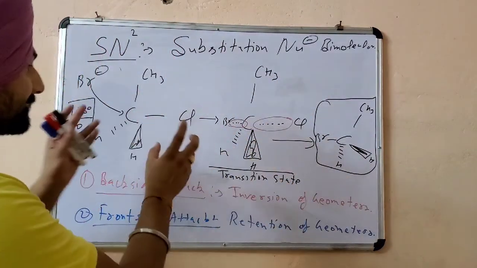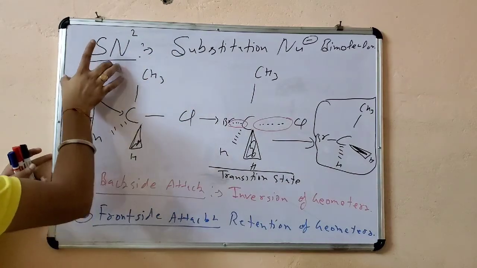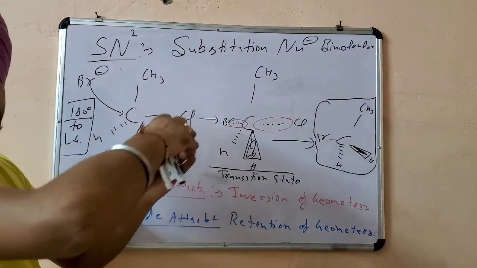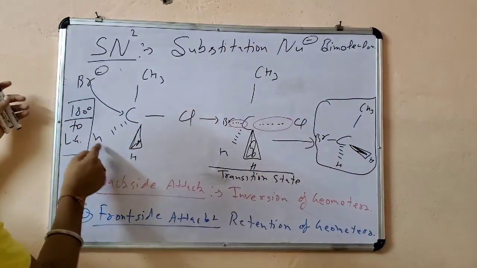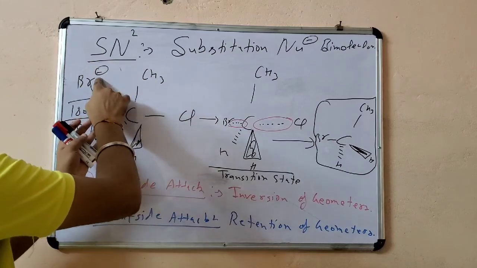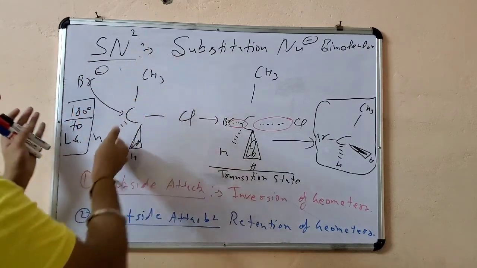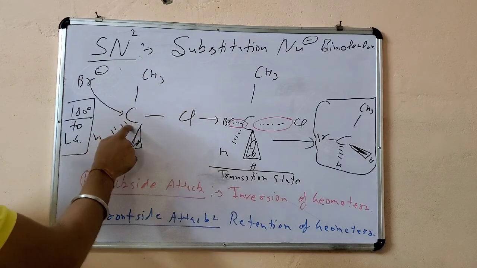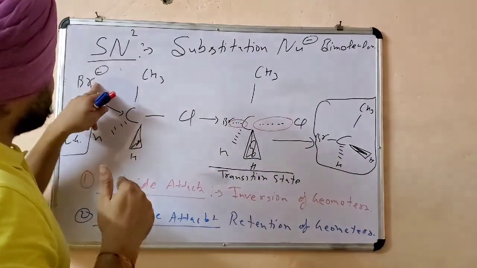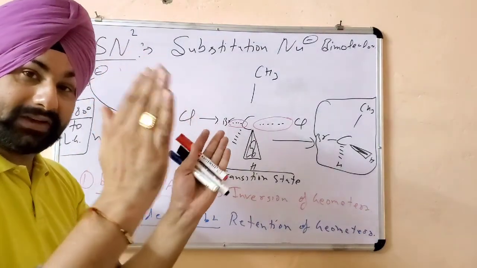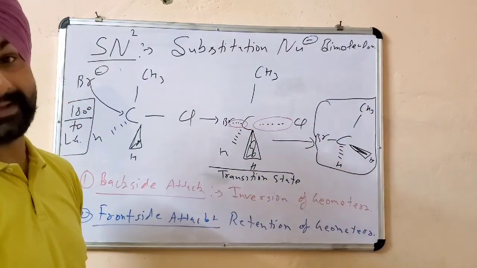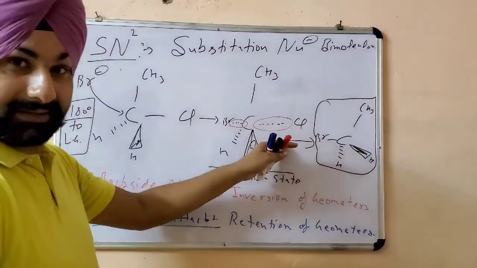The main reason for this is that the incoming nucleophile is a strong nucleophile, right? When it is coming with a lot of negative charge, the hydrogen and this methyl group will be affected by its negative charge. So ultimately these three groups which are attached to the central carbon also have electrons. Electron is negative. Electron repulsion will force the inversion of geometry in the product, right?